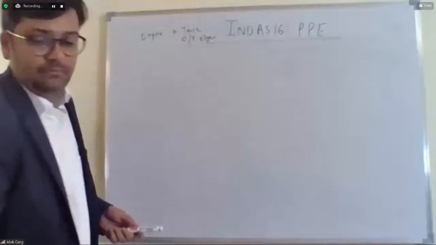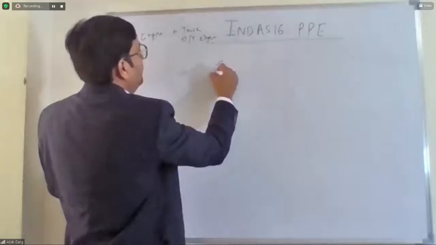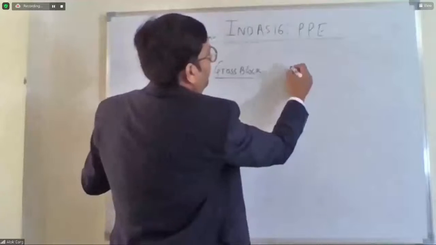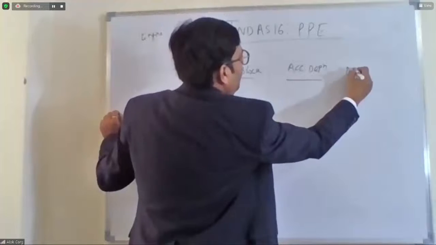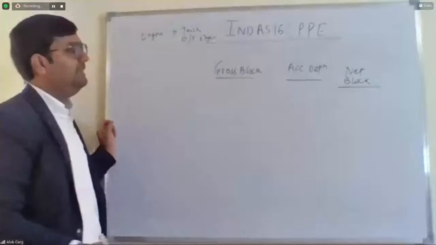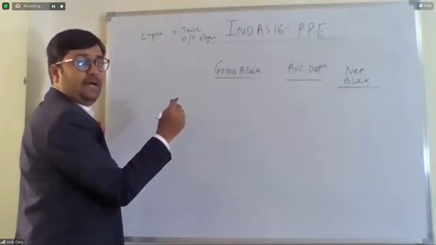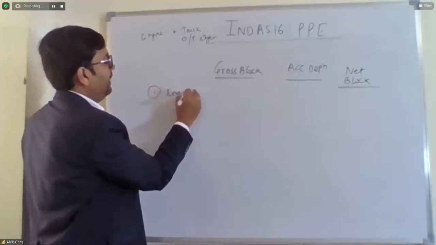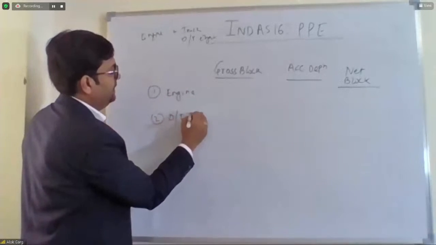So gross block, accumulated depreciation, net block. I think everyone is aware of these terminologies. We are reading these terminologies since class 11. We have split the truck into two parts: one is engine and the other is other than engine.